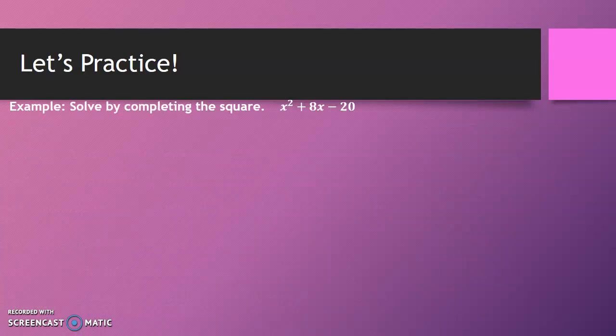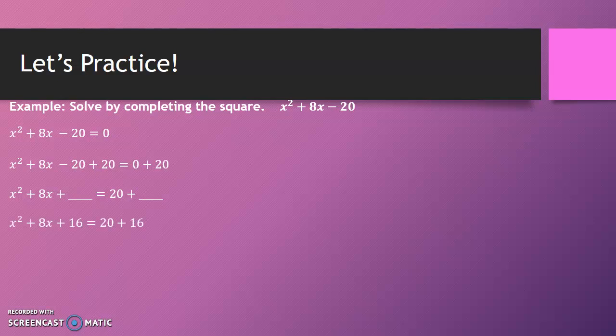So let's take a look at another example. We have x squared plus 8x minus 20. I set it equal to 0. I add 20 to both sides. Rewrite my equation with my blanks. So x squared plus 8x plus blank equals 20 plus the blank. Now I'm going to take half of my b term, half of my 8, which is 4, and 4 squared is 16. So 16 goes in place of the blanks.